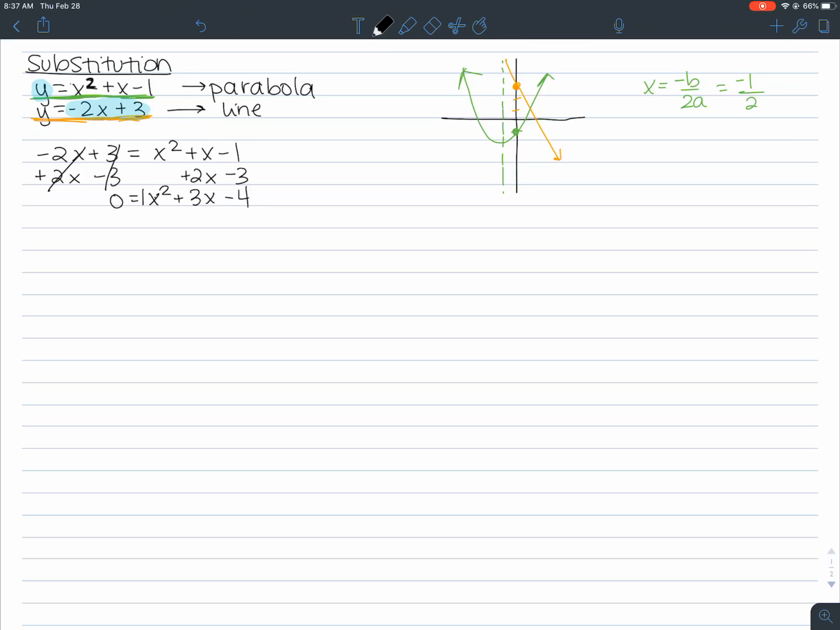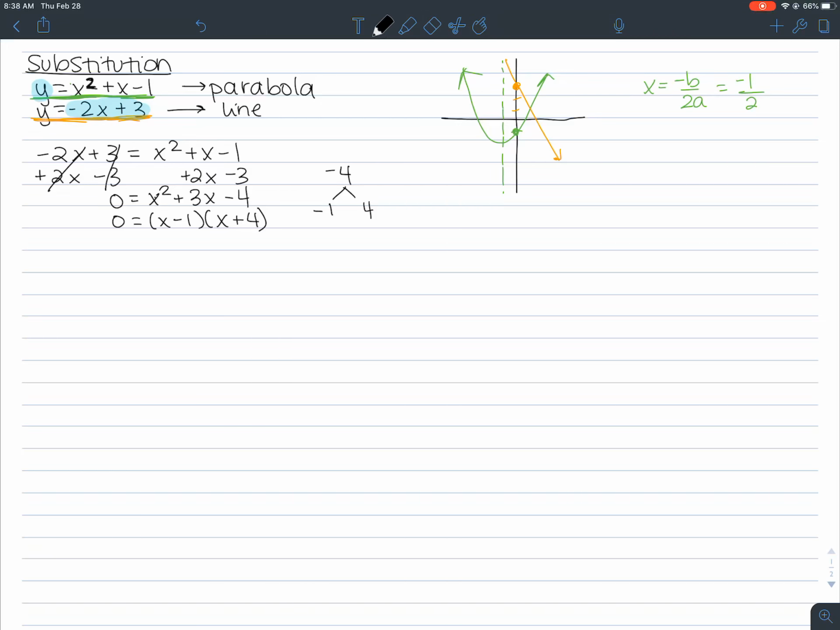So 1 times negative 4 is negative 4, and we need 2 numbers that multiply to that but add to positive 3. Well, 1 and 4 have a difference of 3. And if we make the 4 positive and the 1 negative, then we're good. So this is going to be x minus 1 and x plus 4.